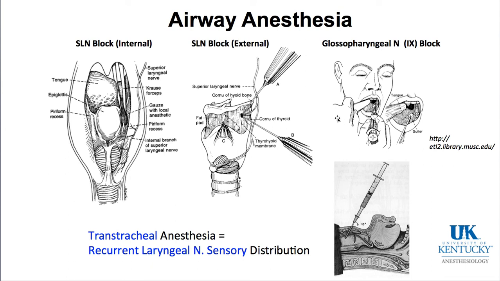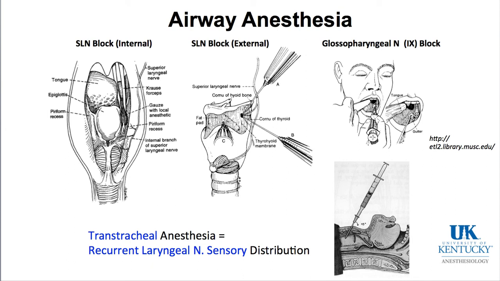Glossopharyngeal nerve block is represented here in the top right. And you see if you pull the tongue over the base of the tonsillar pillar, inject here, you can block the gag reflex. Again, not a block that's done regularly.